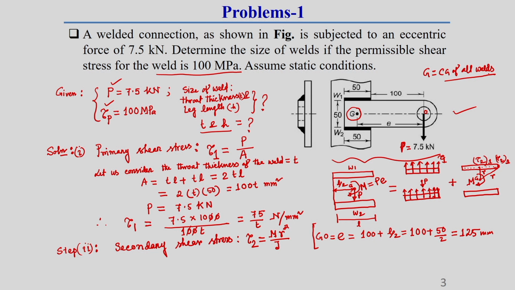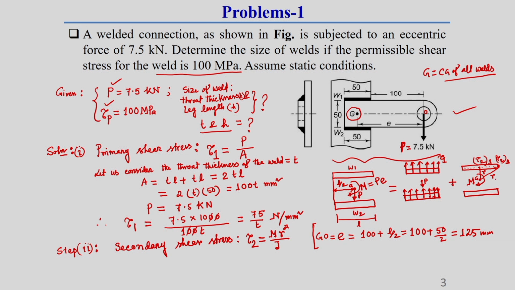Here we have to consider G as the CG of the welds, not the CG of the plate, because we are finding the stress distribution inside the weld. That is why we consider the CG of all the welds, not the plate. So, depending upon this r distance, this tau is varying.